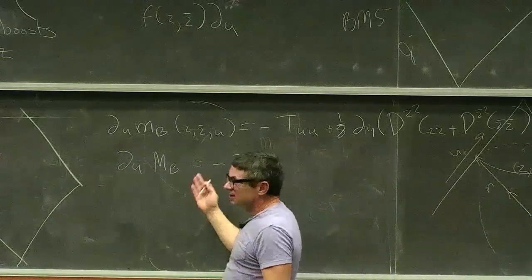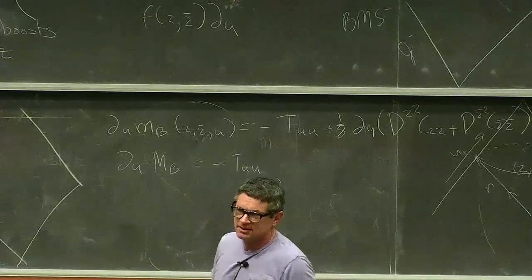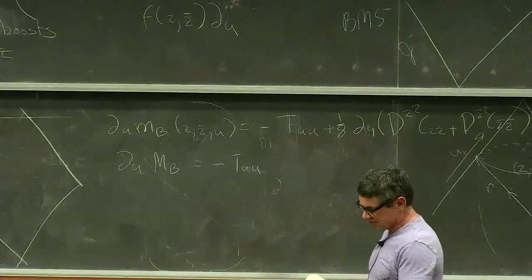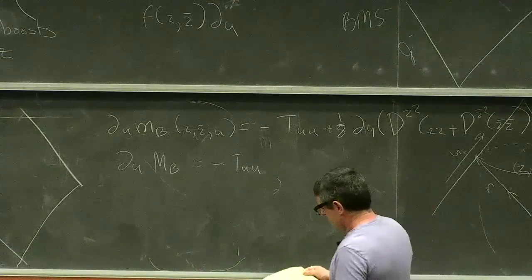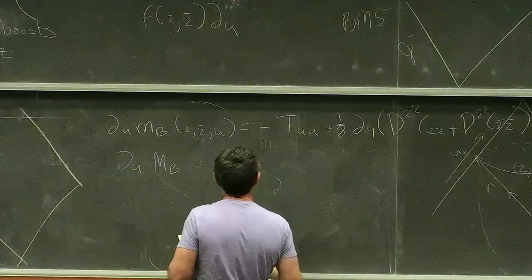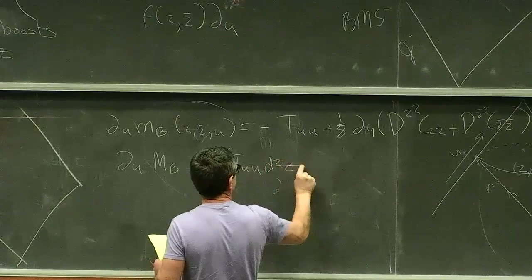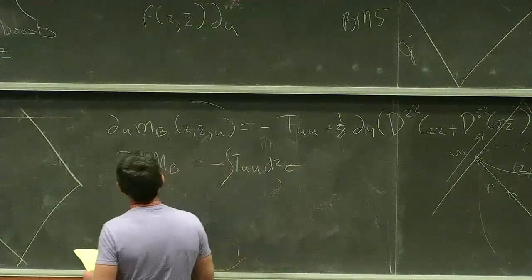And that's the famous result. Since the stress energy is positive, that's the famous result that the Bondi mass always decreases. On the other hand, I'm interested in this term. I don't want to integrate over z. Sorry, this would be the integral d squared z of T_UU, the total flux.